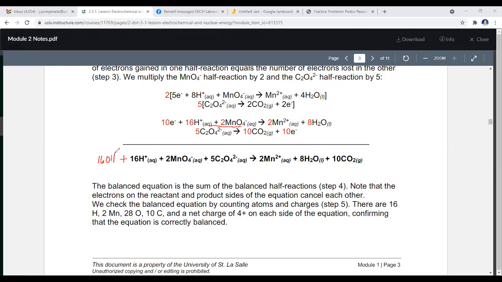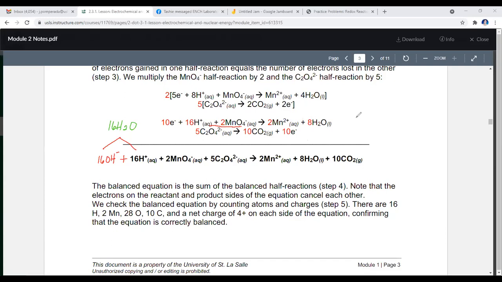Okay. What will happen to this? This will be now, change the font. This will be now 16 water. Now, look very closely. 16 OH negative plus 16 H plus is 16 water. 16 water on the left, 8 water on the right. What will happen? I read it a while ago. What is the suggestion?